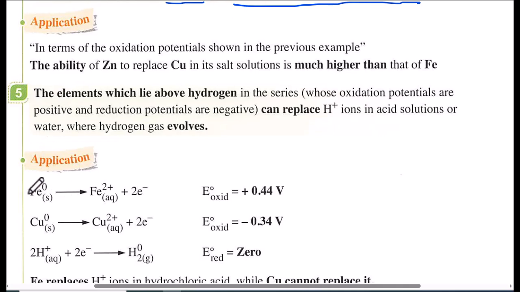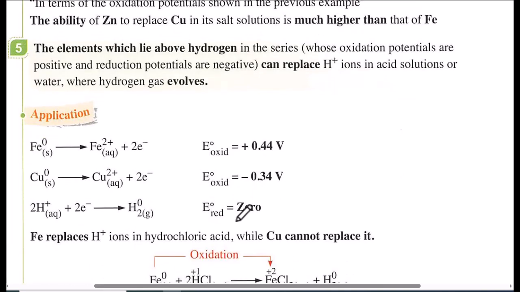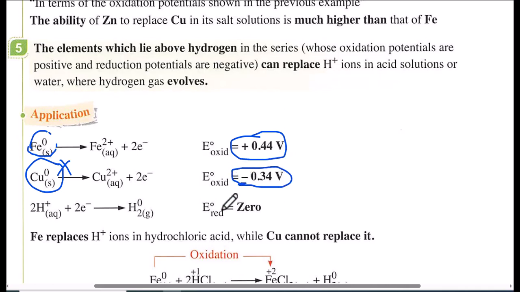Okay, some application about this. Iron, its oxidation potential is positive 0.44 volt. Oxidation potential of copper equals negative 0.34 volt, and that of hydrogen is 0. So iron can replace hydrogen as its oxidation potential is positive. Copper cannot replace hydrogen as its oxidation potential is negative.